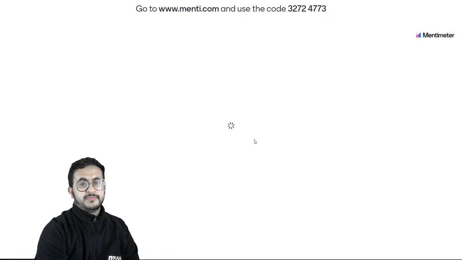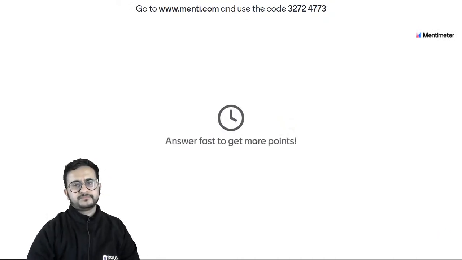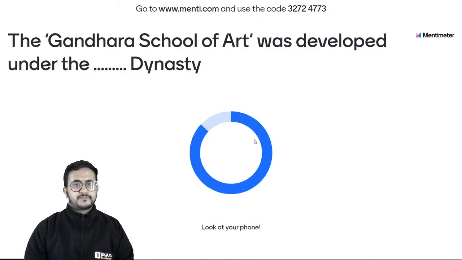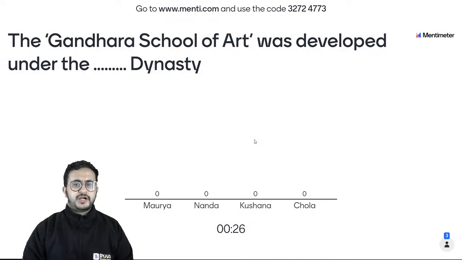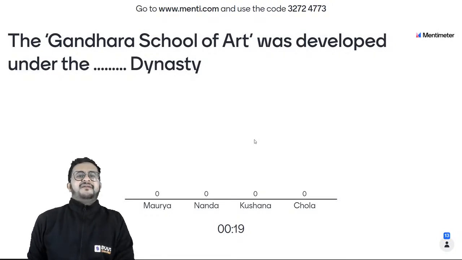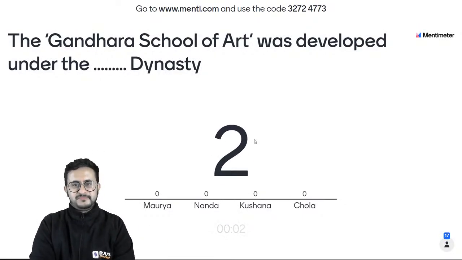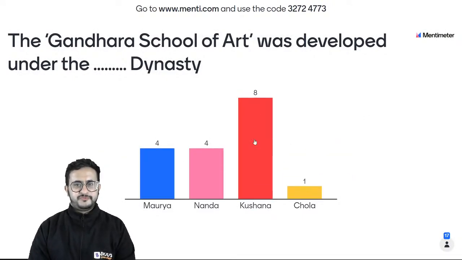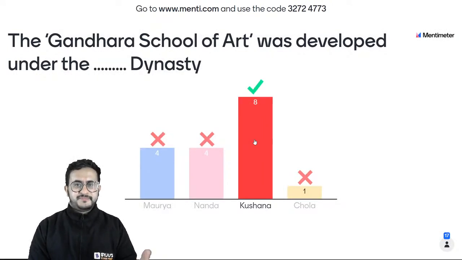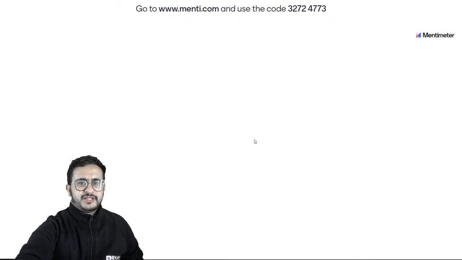Let's have a look at question number 11. The Gandhar School of Art was developed under which dynasty? Maurya, Nand, Chand, Chola. Difficult history question. Gandhar School of Art is a famous school of art. You must have read this in your history book sometime, but might have forgotten. Let's see how many of you have answered it. Yes, the right answer is the Kushan dynasty, and almost half of you got this one right. So let's move on to the next question.